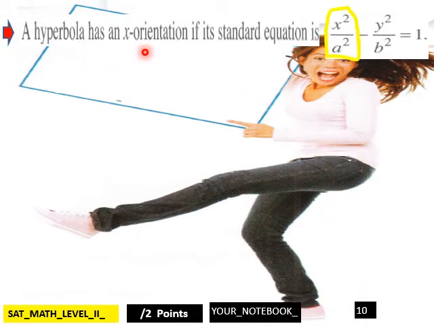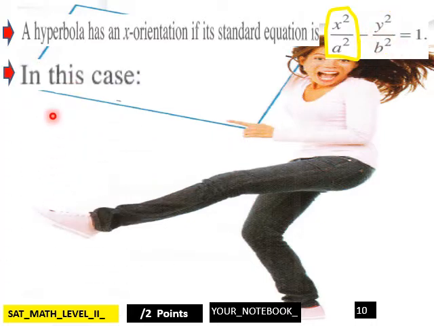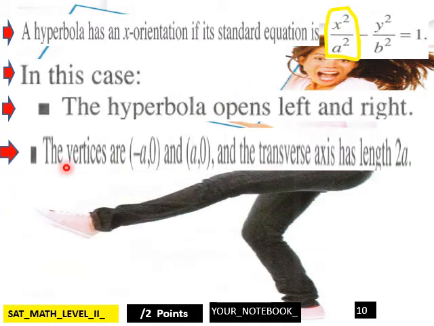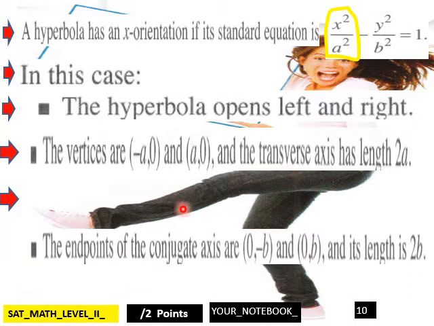A hyperbola has an x orientation if its standard equation is x squared over a squared minus y squared over b squared equals 1. In this case, the hyperbola opens left and right because we have a horizontal orientation. The vertices are (negative a, 0) and (a, 0), and the transverse axis has length 2a.